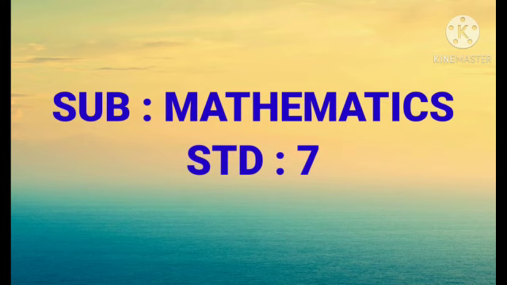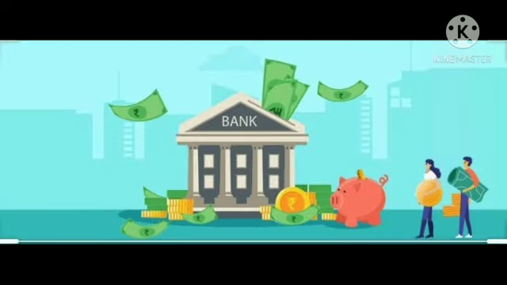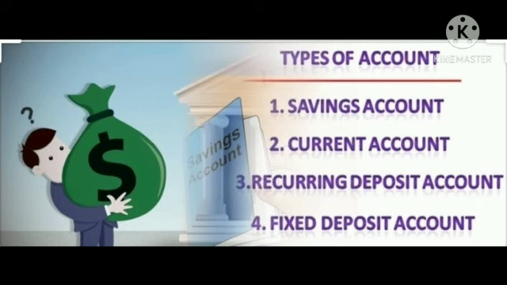Subject Mathematics, Standard 7th, 10th chapter, Banks and Simple Interest, Part 2. Now, in the previous lecture, we have studied what is a bank. Bank means what? Bank is an institution which helps us to carry out the transaction of money. Clear? Then we have seen what are the different types of account. The different types of accounts are saving account, current account, recurring deposit account and fixed deposit account.